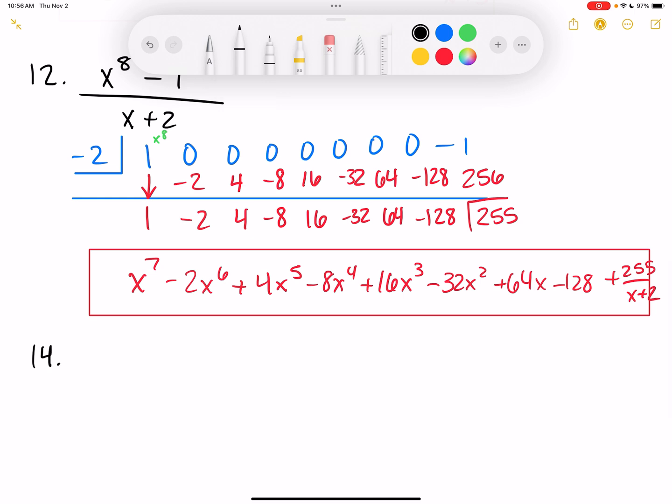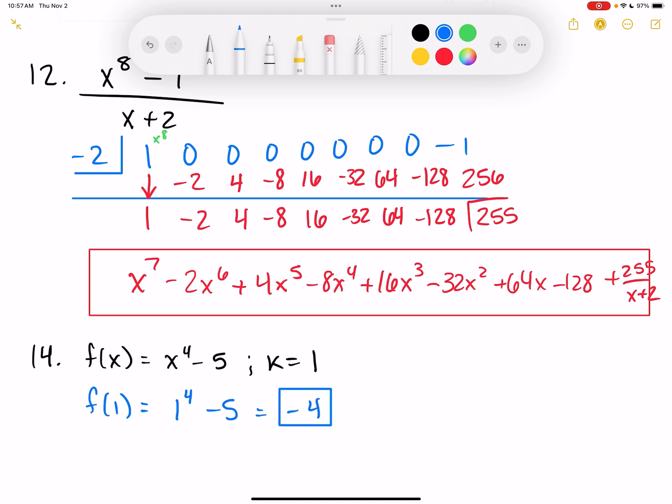Don't judge. All right, remainder theorem. So use the remainder theorem to find the remainder when f of x is divided by x minus k. So number 14, f of x is equal to x to the 4th minus 5, k is equal to 1. So the remainder theorem is really nice. Whatever k value they give us, we just plug it in for x. So we would have f of 1 is equal to 1 to the 4th minus 5, which is negative 4, and so the remainder would have been negative 4.